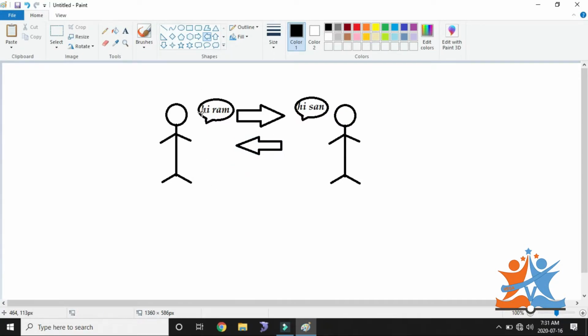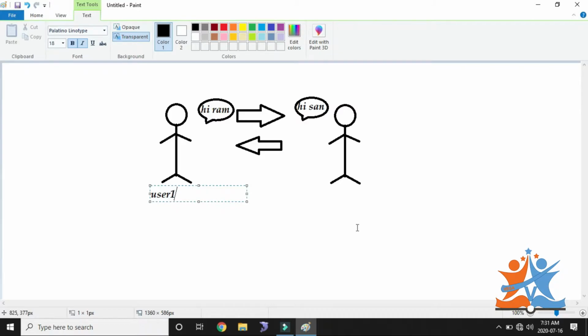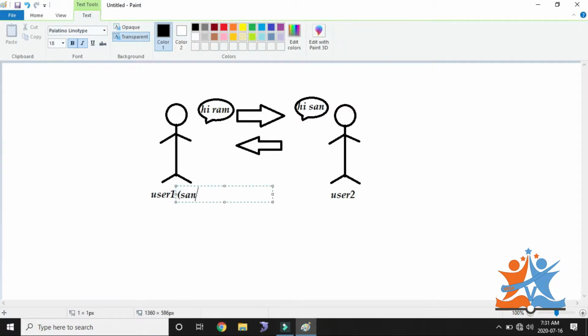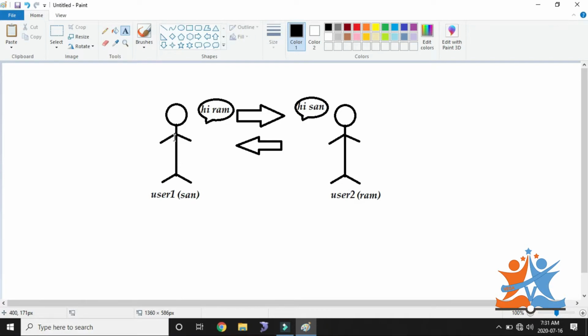For example, user 1 says "Hi Ram", and here is user 2. User 1 is San, and user 2 is Ram. So San said hi Ram, then Ram listened to those words and gave a reply like "Hi San." So this communication is done in a smooth way.